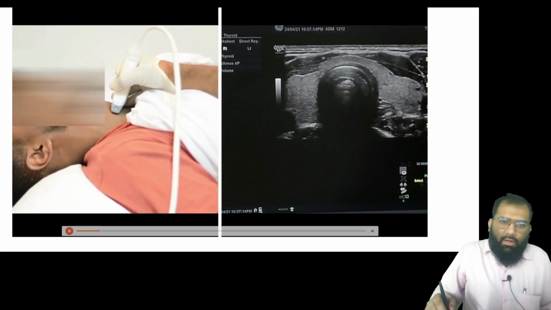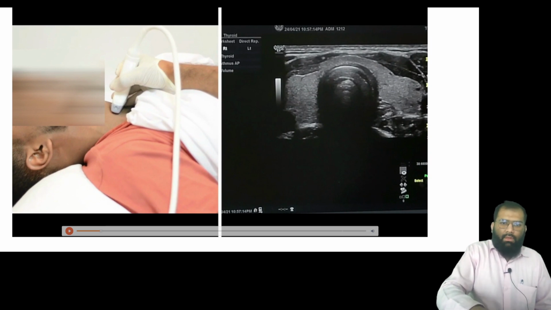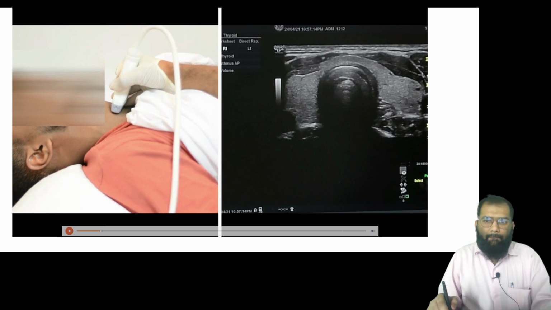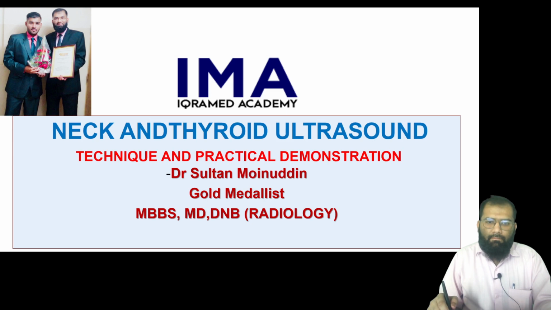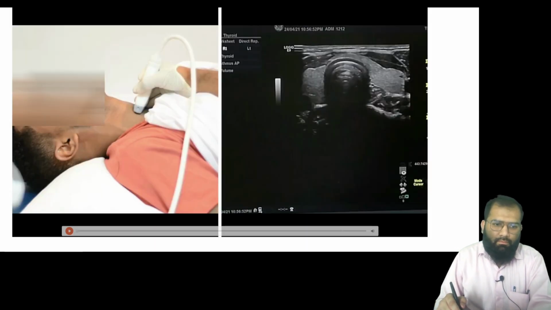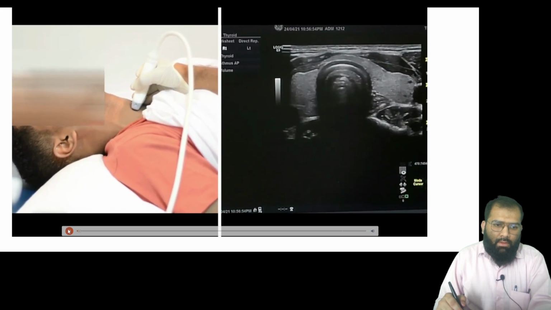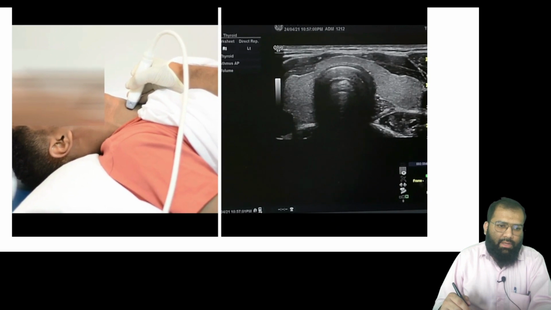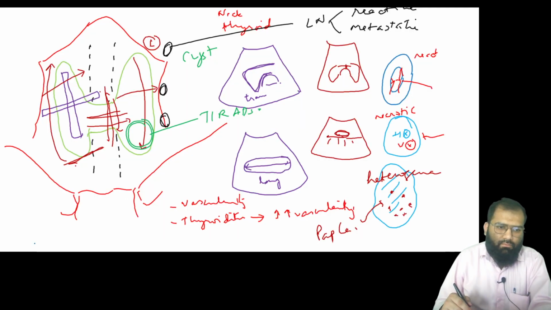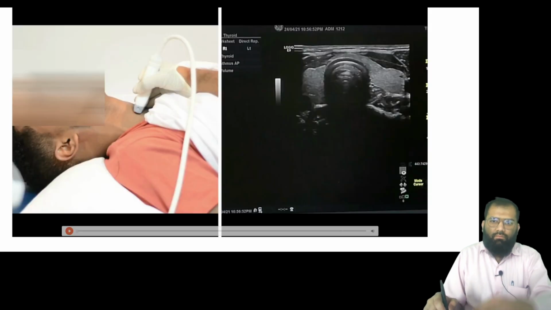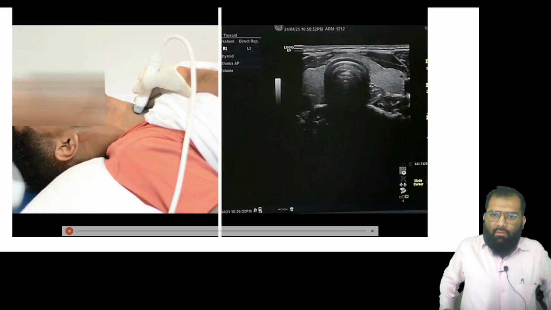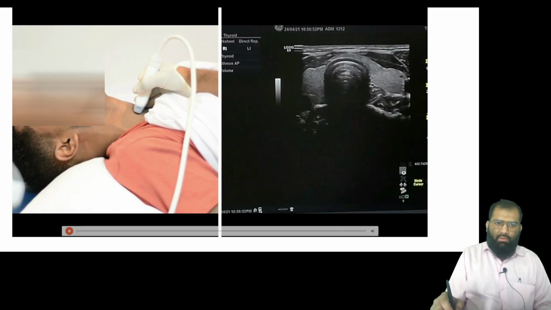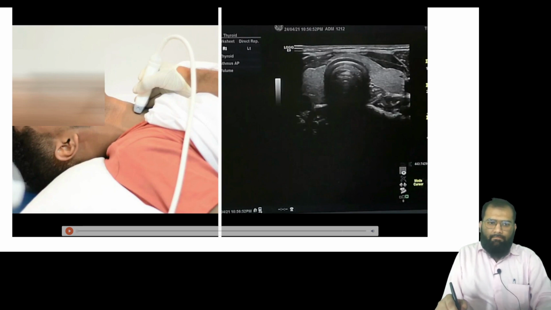We are able to see the thyroid on one side, and we are able to see the ultrasound which is getting demonstrated on one side.